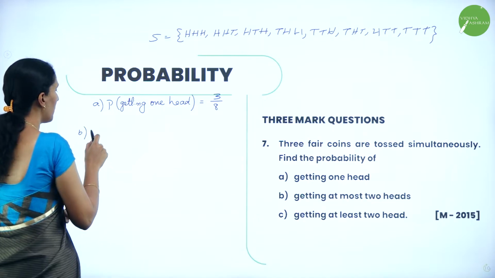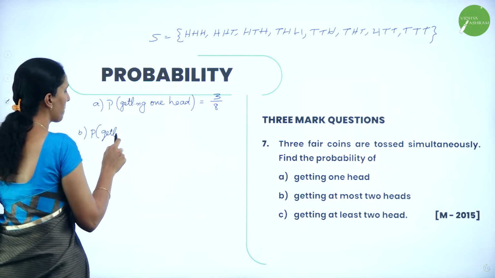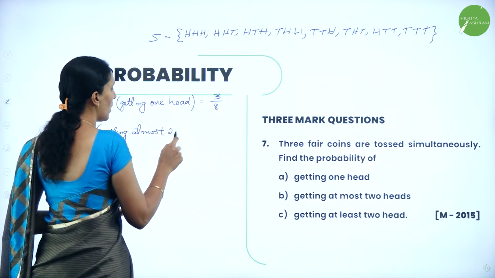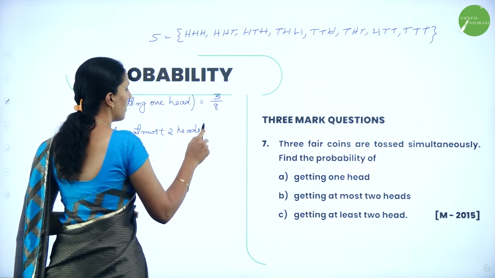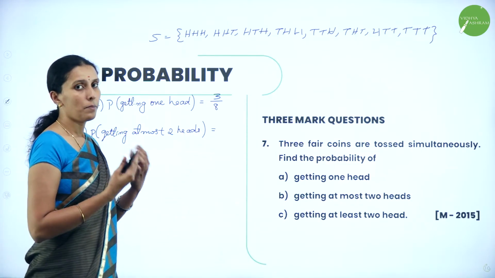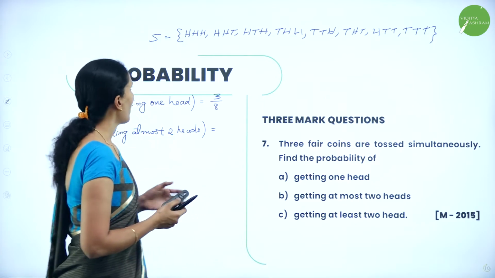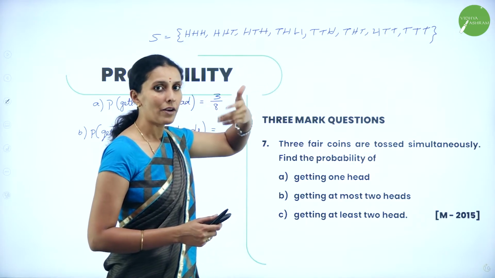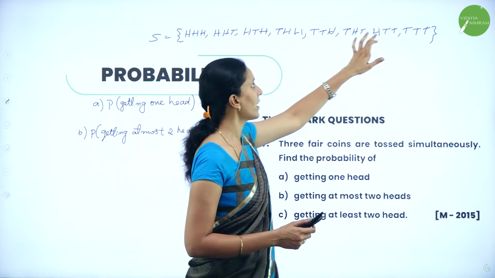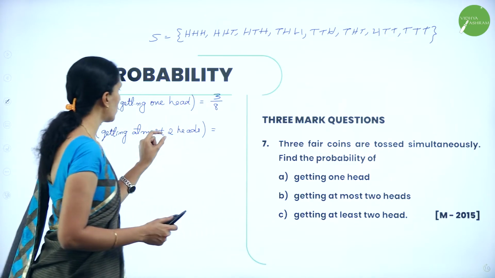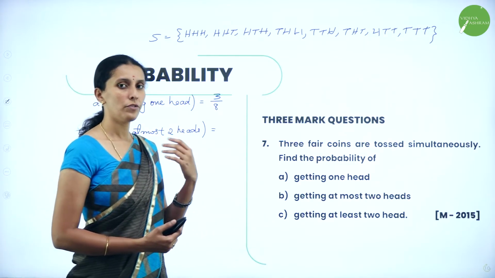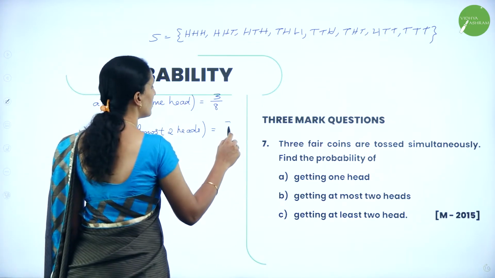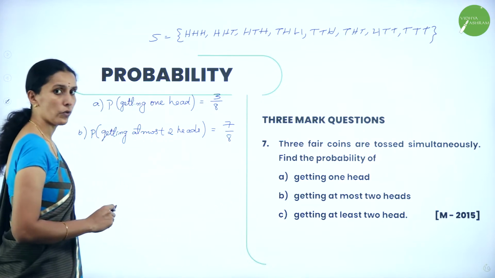Next is probability of getting at most 2 heads. So at most 2 heads means maximum it can have 2 heads, minimum it can be 0 also. So maximum 2 heads is possible here, 1, 2, 3, minimum it may be 1 or 0. So 1, 2, 3, 4, 5, 6, 7 outcomes we have, at most 2 heads. So it should have maximum of 2 heads or minimum 0. So we have 7 outcomes there out of 8. So therefore the probability value is 7 over 8.